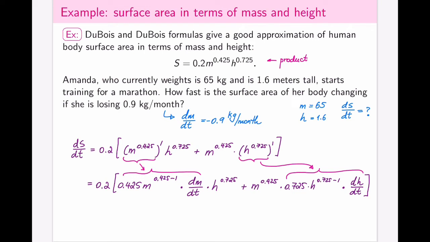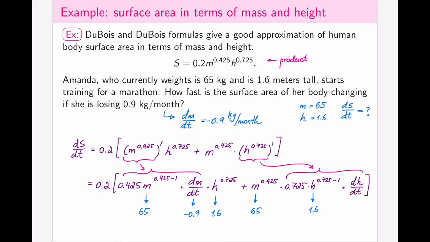Okay, so here now I am in good shape because everything here is something that I already know. Look, the value for m is 65. So I'm just going to mark up what it is that I know. m is 65. The value for dm by dt is minus 0.9. So this is something I already know. And the value for h is 1.6 meters. That's how tall Amanda is. And then, of course, here again, I have that the value for mass is 65. The value for h is 1.6.